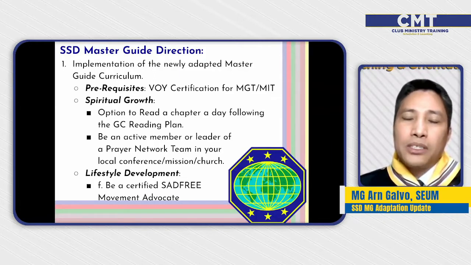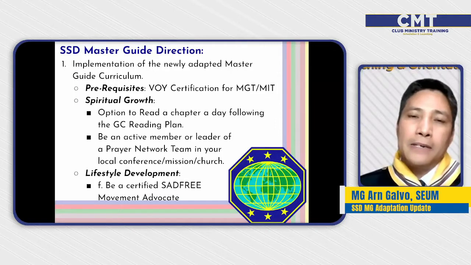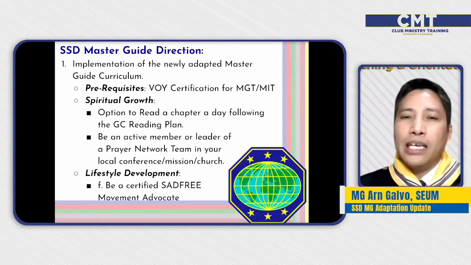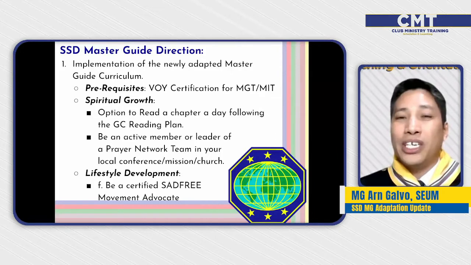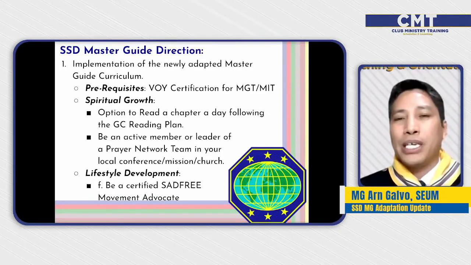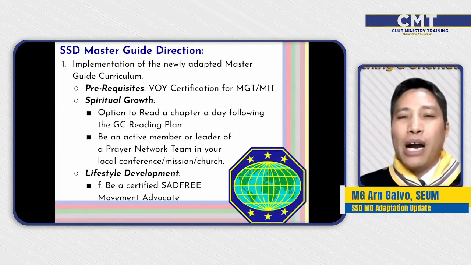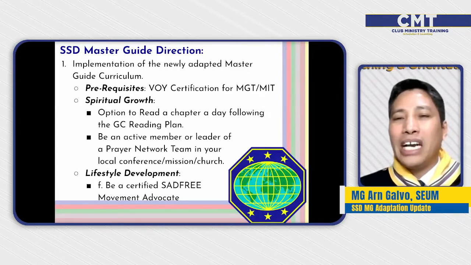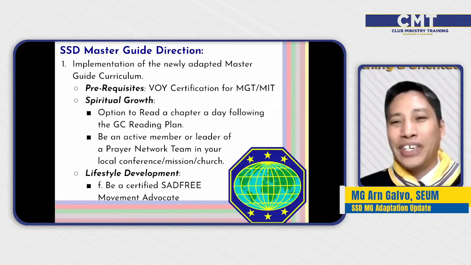The manuals for the new Master Guide curriculum with the adapted content, I think, will be sent to the Union Youth Director. So make a follow-up with your Union Youth Directors, or maybe if it has already been shared, maybe the local mission and conference youth directors already have a copy. Number two, how about the Master Guide checklist for this new curriculum?